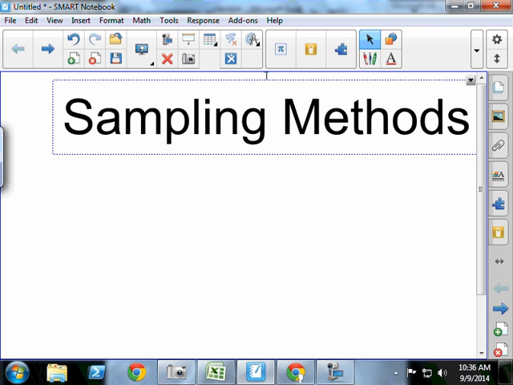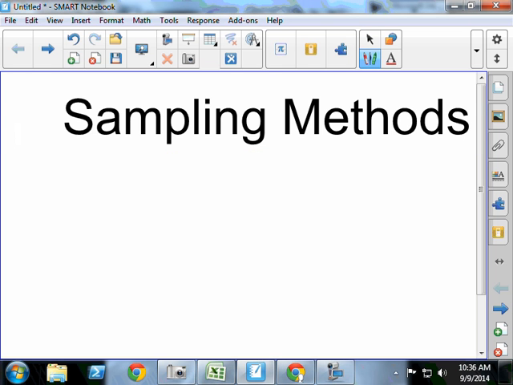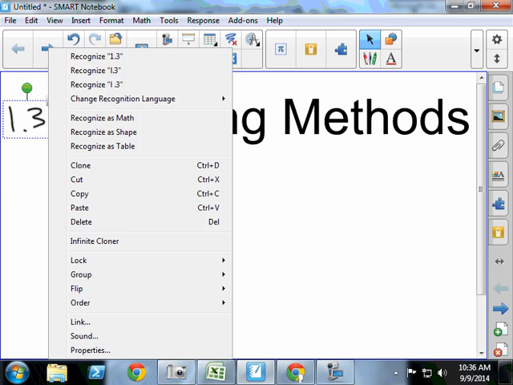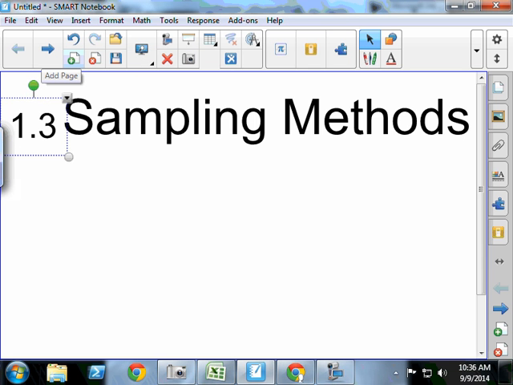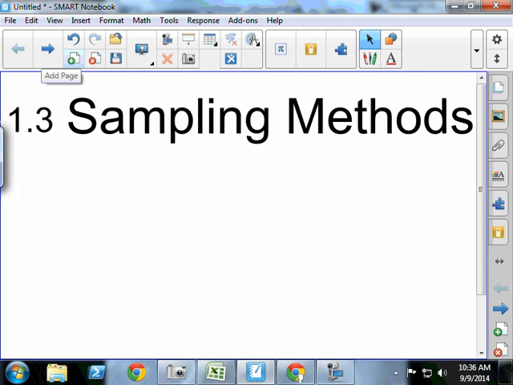Sampling methods. Technically today we're talking about other sampling methods. If you're labeling your notes, this is still chapter one, and we're in the third section. Yesterday we talked about simple random samples, yes? Good. So today we're going to talk about some other sampling methods, starting with one that's not in the book.